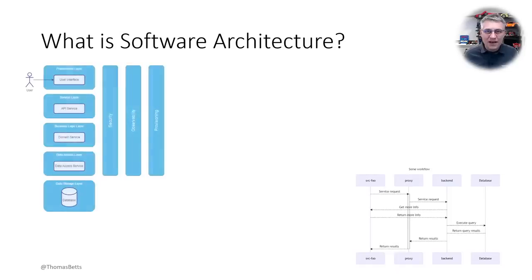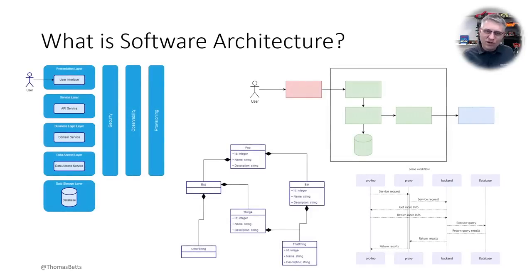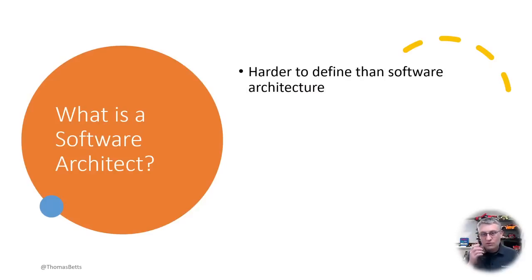Sure, we have diagrams, but that's sort of like pointing to the blueprints of the building rather than the building itself. Because we can't see it, software architecture is harder to define. So if software architecture is harder to define, that means the role of a software architect is also not clearly defined.